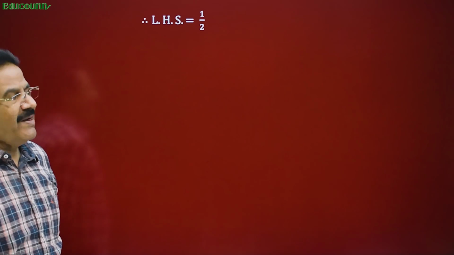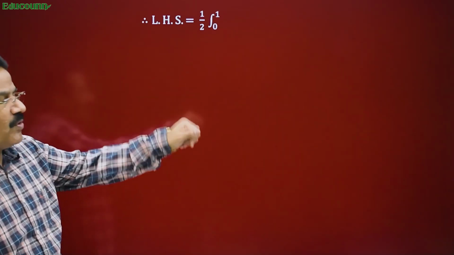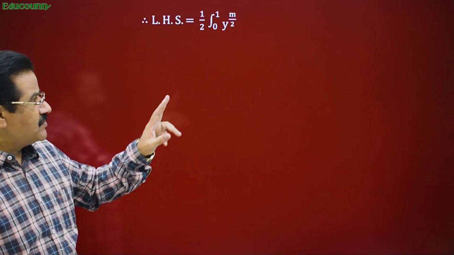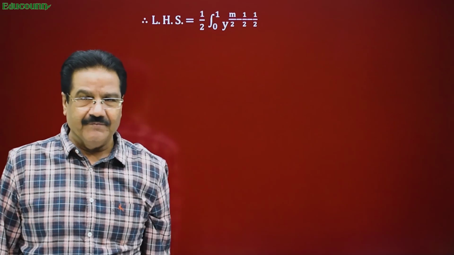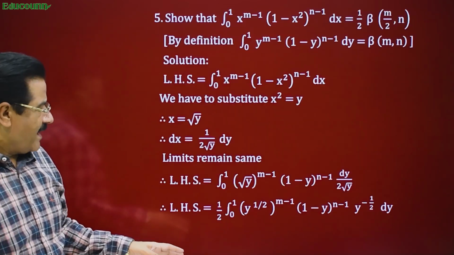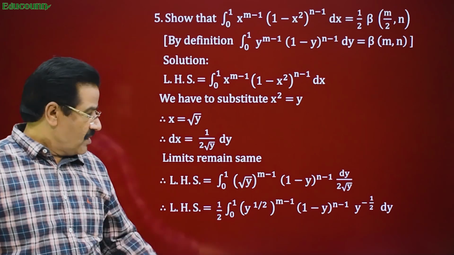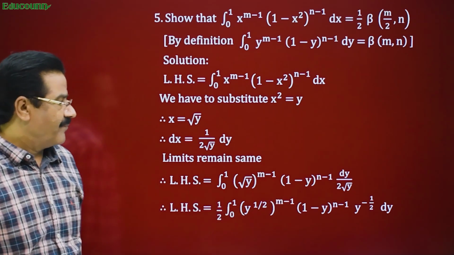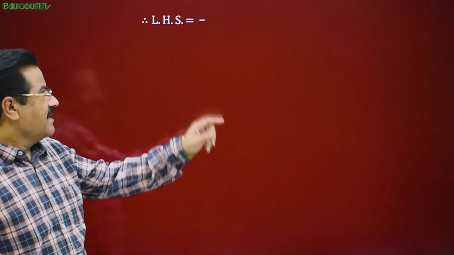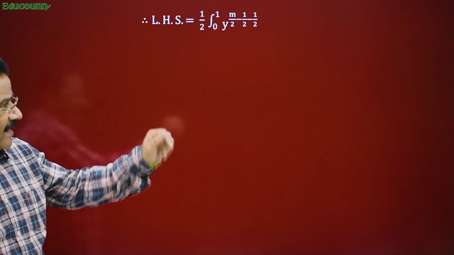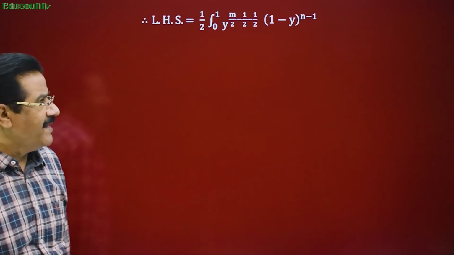Now we are going to use laws of indices here. So keeping 1 by 2 as it is, integration 0 to 1. Now we are going to combine the power of the y term. In the earlier bracket, it was y raised to half raised to m minus 1. So if you use laws of indices, here we get y raised to m by 2 minus half. And therefore, we can write this as y raised to m by 2 minus half minus half. And the second bracket, (1 minus y) raised to n minus 1 dy as it is.